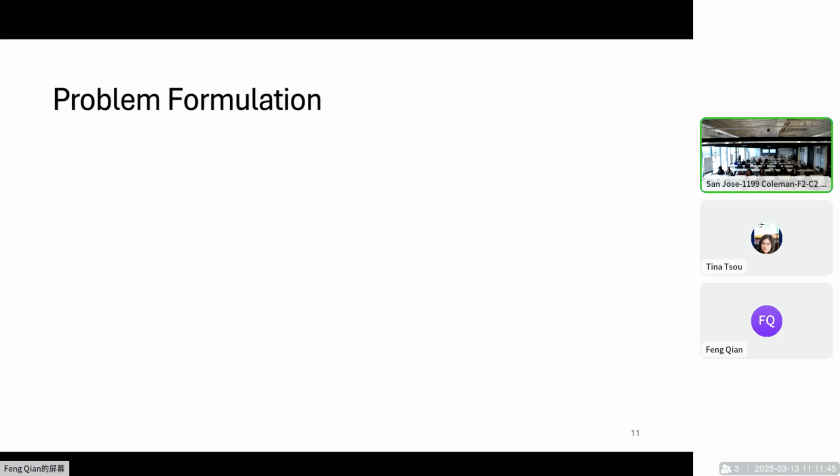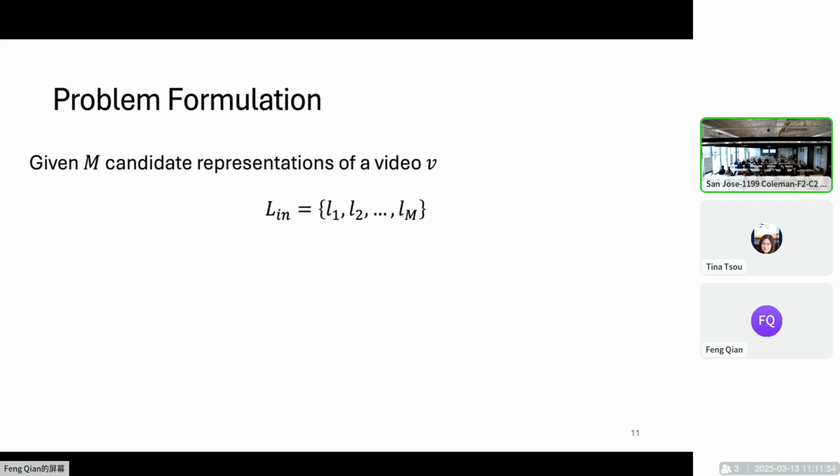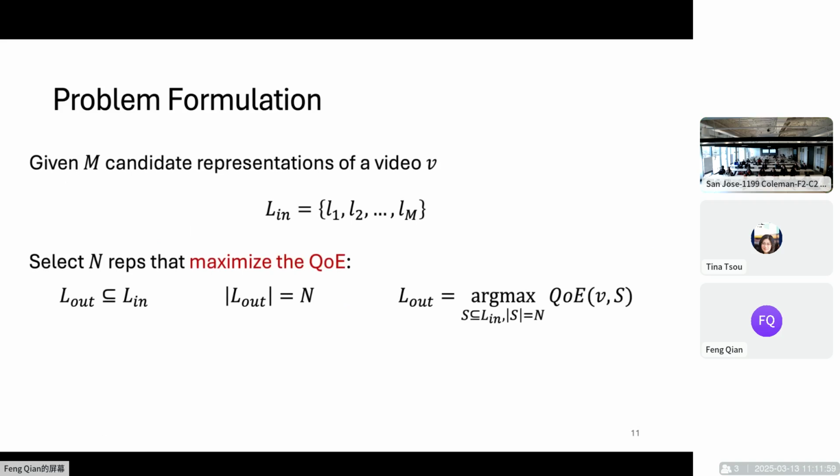Okay, now here comes the technical part. Let's try to formulate the problem as an optimization problem. We have multiple candidate representations of a video, and we want to select a subset of them, n representations, to maximize the quality of experience. So the output ladder should be a subset of the input candidates, and the number of representations in the ladder is n. And this says we want to search all combinations of the representations and pick the one that maximizes the quality of experience.